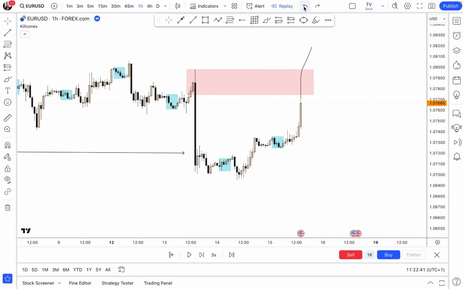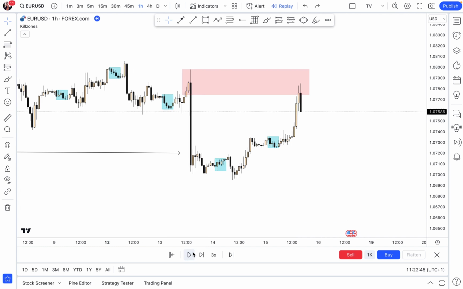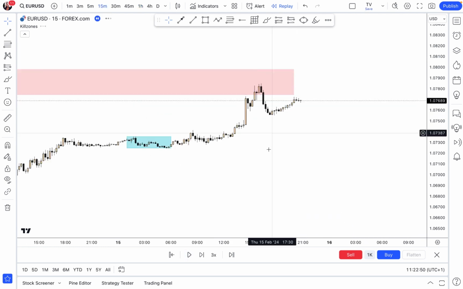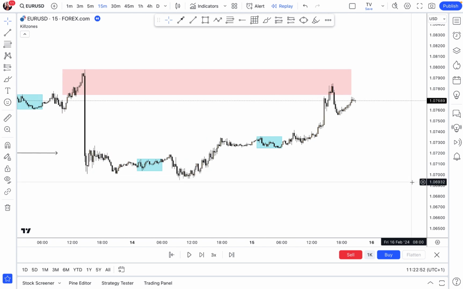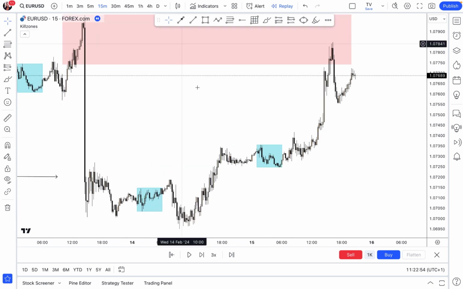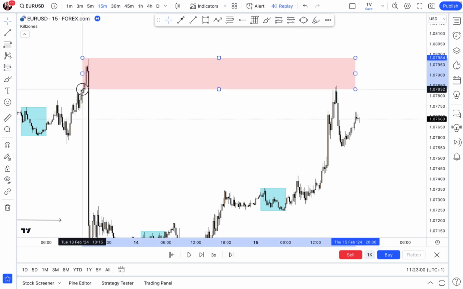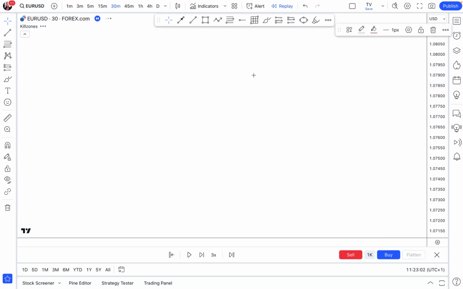So now let's play price and see price tapped into that zone. You can see price has tapped into that zone. So what you want to do now is go to a lower time frame, like probably the 15 minutes or the 5 minutes, then look for confirmation entry. As you can see, price has tapped into this zone. We can refine it down like this.